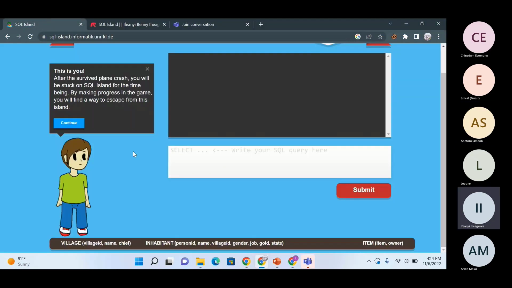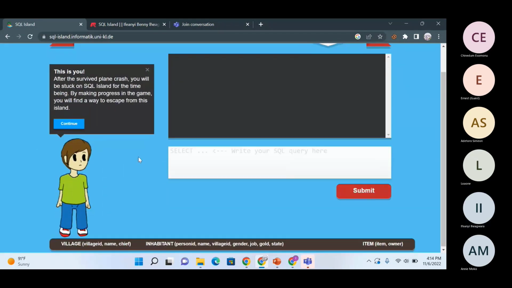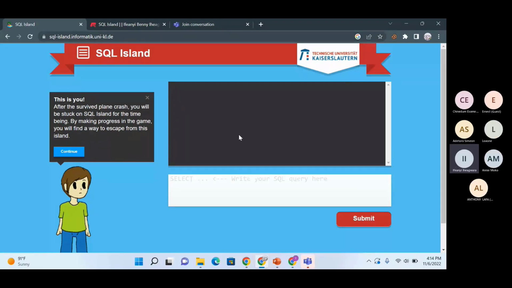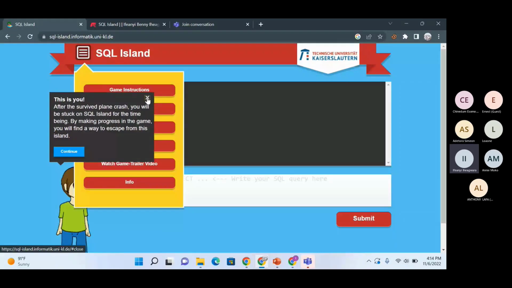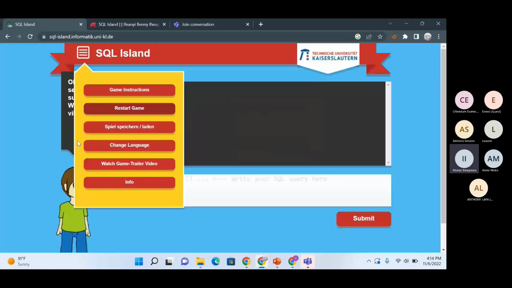So we're going to be starting with SQL Island, and SQL Island is a game where you learn how to use SQL. When you first log into the website, if it doesn't look like this, you'd be getting it in Portuguese. So you need to come here and change the language. I've changed it already. That's why everything right now is in English, which is great.